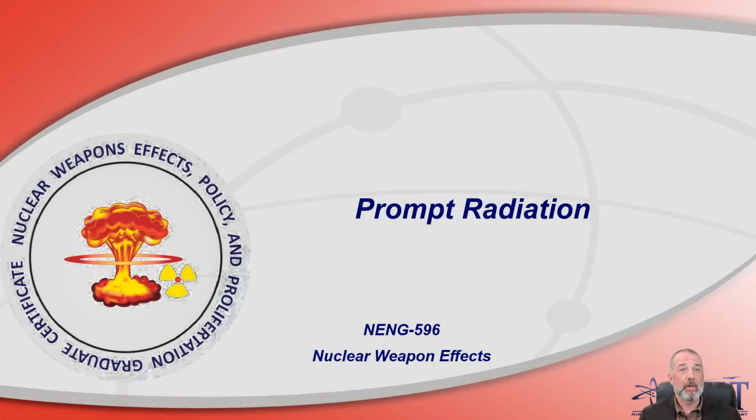So in this lesson, we're going to look at the radiation output of a nuclear weapon. Now, we're not going to be talking about X-rays because we've already discussed those, but instead we're going to focus on something called prompt radiation. Now, the prompt radiation comes directly from the fission reaction itself.